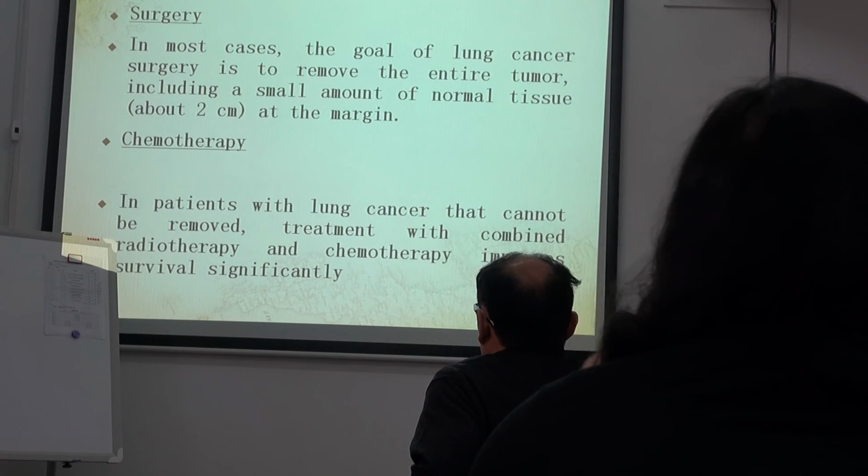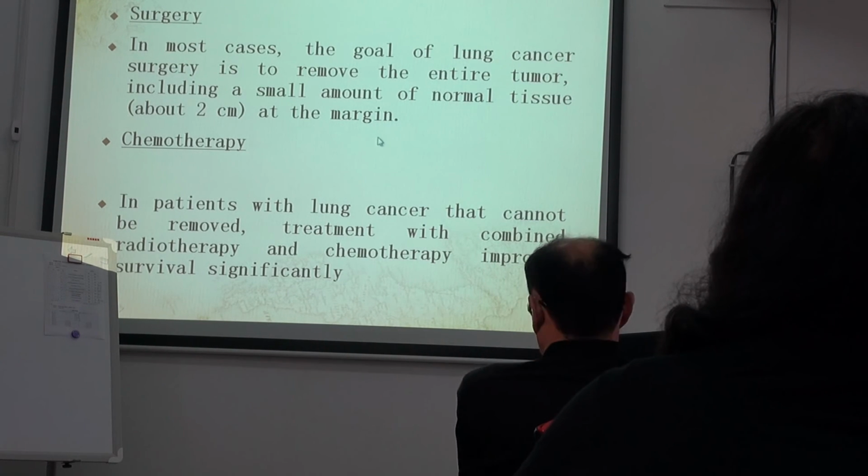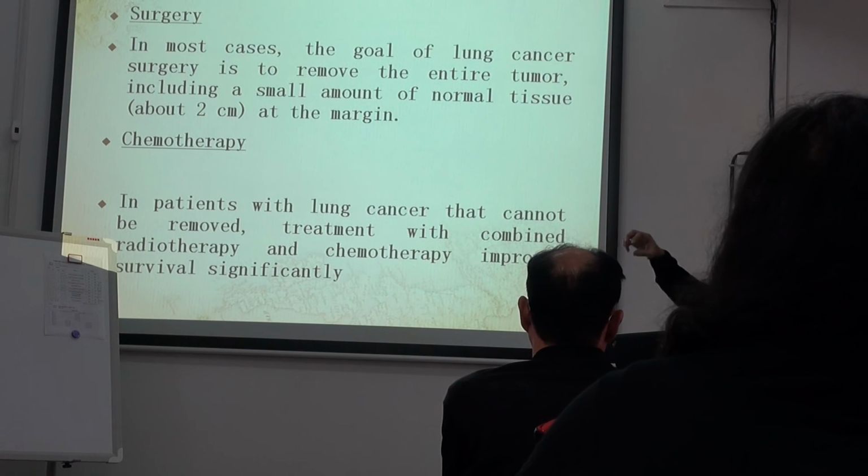Treatment. Lung cancer surgery is to remove the entire tumor, including a small amount of normal tissue, about 2 centimeters at the margin. Just remember, it is 2 centimeters beyond the normal tissue. We have to remove the normal tissue so that it doesn't grow again. Because I told you, one cell is going to be mutated or damaged, and it starts growing abnormally. So we need to remove the 2 centimeters.